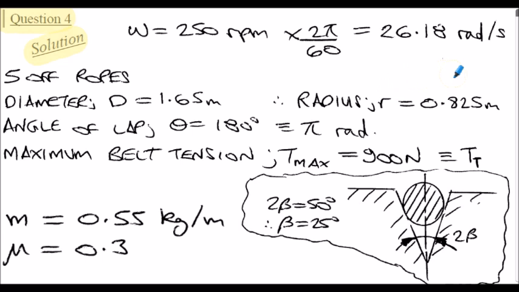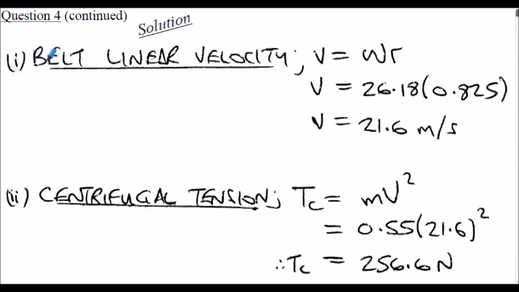Basically here I'm extracting information from the question, converting units as required. Question 4, solution continued. Calculate the belt linear velocity here for the given condition in the question, and calculate the centrifugal tension Tc here based on the velocity above.